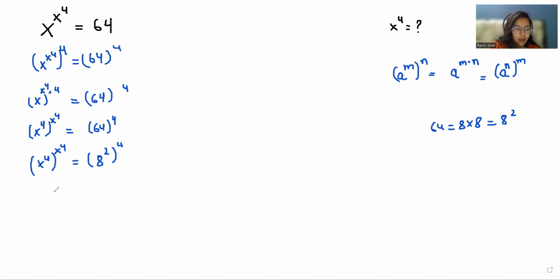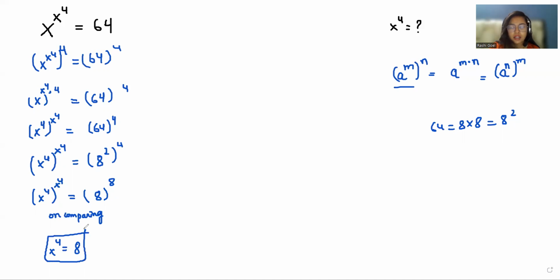Now (x^4) whole power x^4 is equal to, we can use the property (a^m)^n is equal to a^(mn). So we can write it as 2 times 4 is 8. Now on comparing both sides, the value of x^4 is 8. So our final answer is 8.